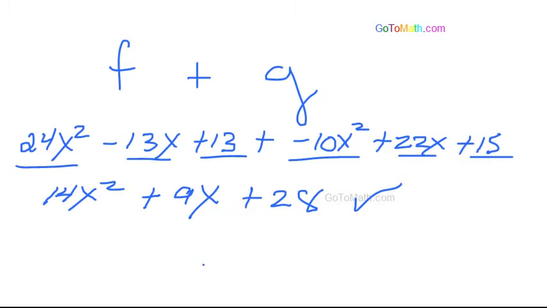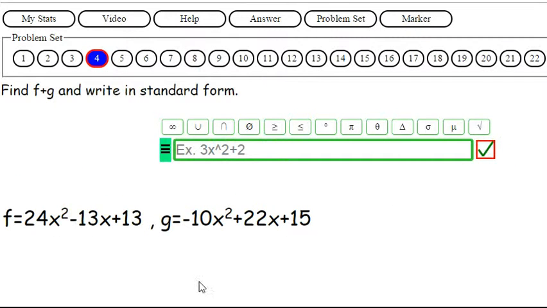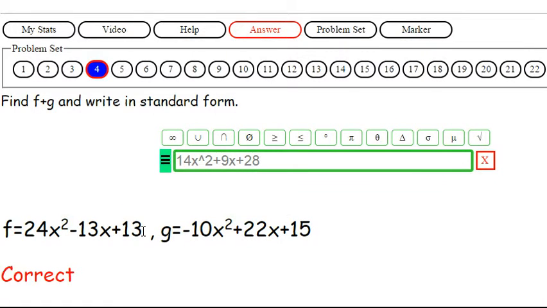Okay. So there you go: 14x squared plus 9x plus 28. Can we remember that? 14x squared plus 9x plus 28. And of course we can type that in and make sure this works. Correct. Okay, so it all looks good.